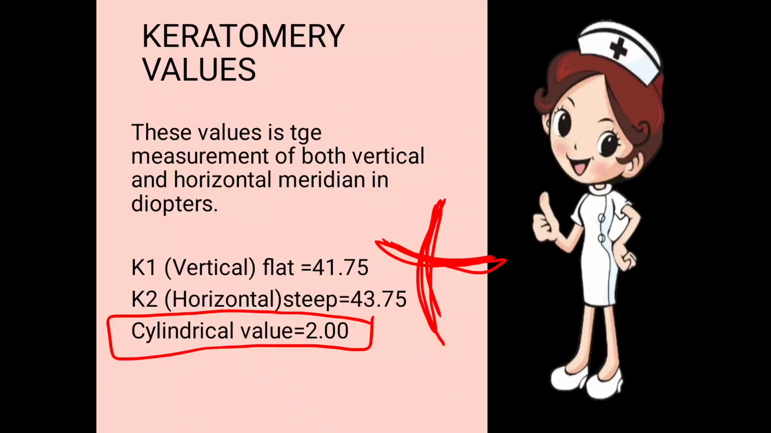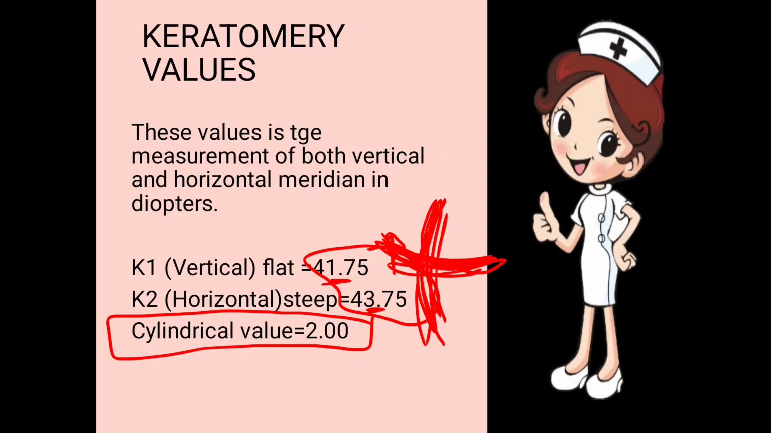Now always the vertical or the K1 is always smaller, and K2 is always greater. For example, K1 is a flat meridian, the vertical one, which is 41.75, and horizontal means steep, which is 43.75. It gives the cylindrical value. How to calculate the cylindrical value from it? It is 41 and it is 43. When we subtract 41 from 43, it gives 2 cylindrical value.